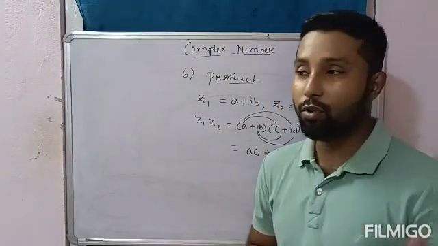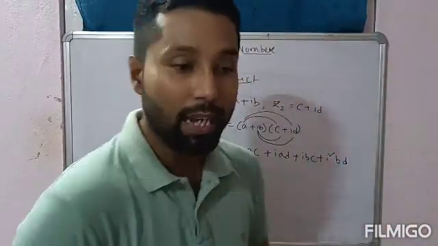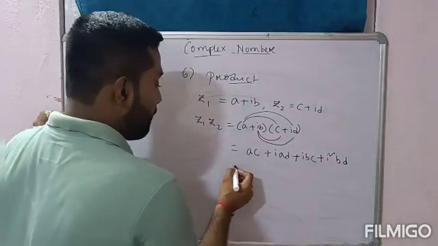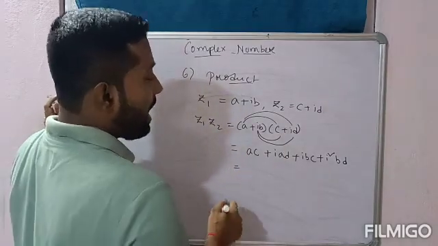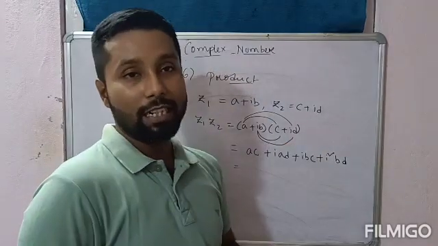In case of product, there is no need to see the real and imaginary part. Multiply everything with everything. After expansion, now you have to separate the real and imaginary terms.